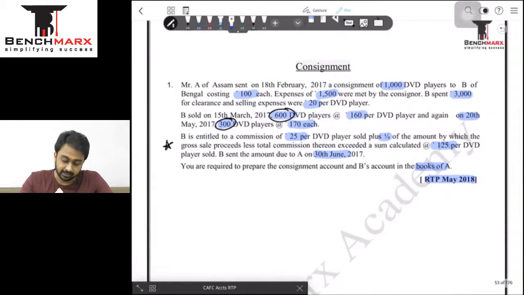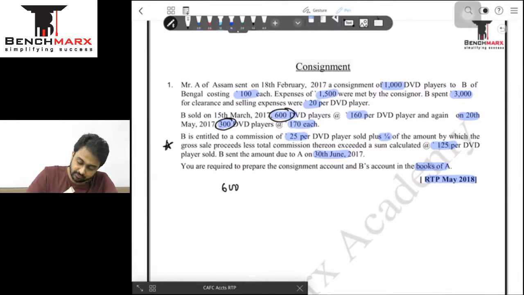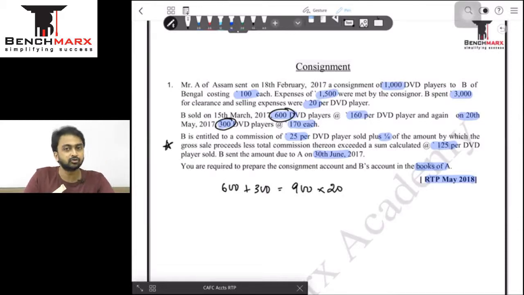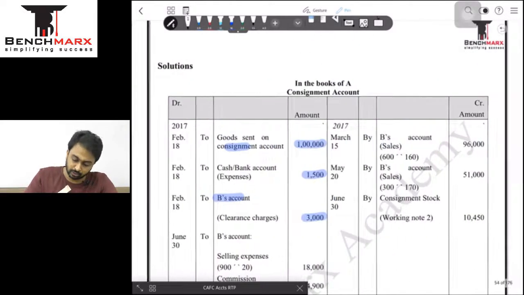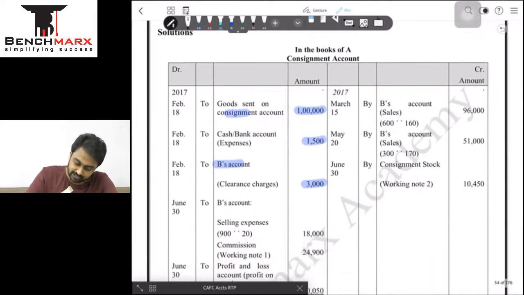Then selling expenses were 20 per DVD player sold. Can I say he has sold? He has sold 600 DVD first and then 300 later. Appears to be 900 DVD players sold, and that into 20 appears to be 18,000. Consignment account debit to consignee as far as the expenses are concerned, which you will see here, B account for expenses 18,000 rupees. This is also posted.